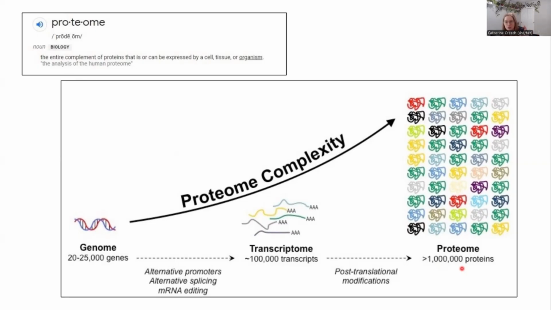So our idea that one gene equals one protein isn't really true. One gene can equal many different proteins because we're expressing how it's controlled differently as we go through the cell.